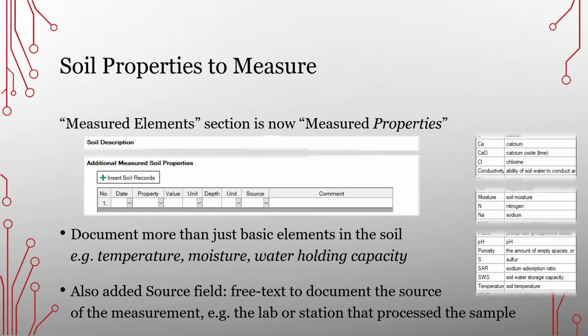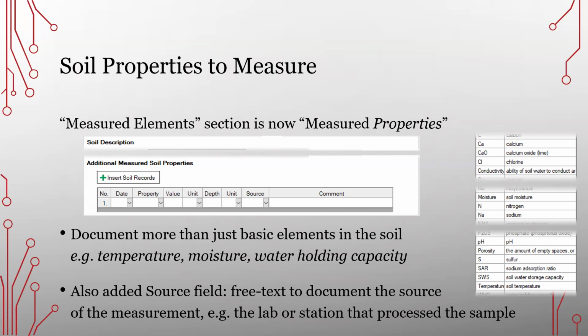So that's kind of our big ticket item, but we've got a few other features we've been adding. Quite a few of them land in the site description section of your trial or protocol. The first one here is the soil properties to measure. Previously there was a little table in the soil section for measured elements, and we've grown that table out and rebranded it to be measured properties.